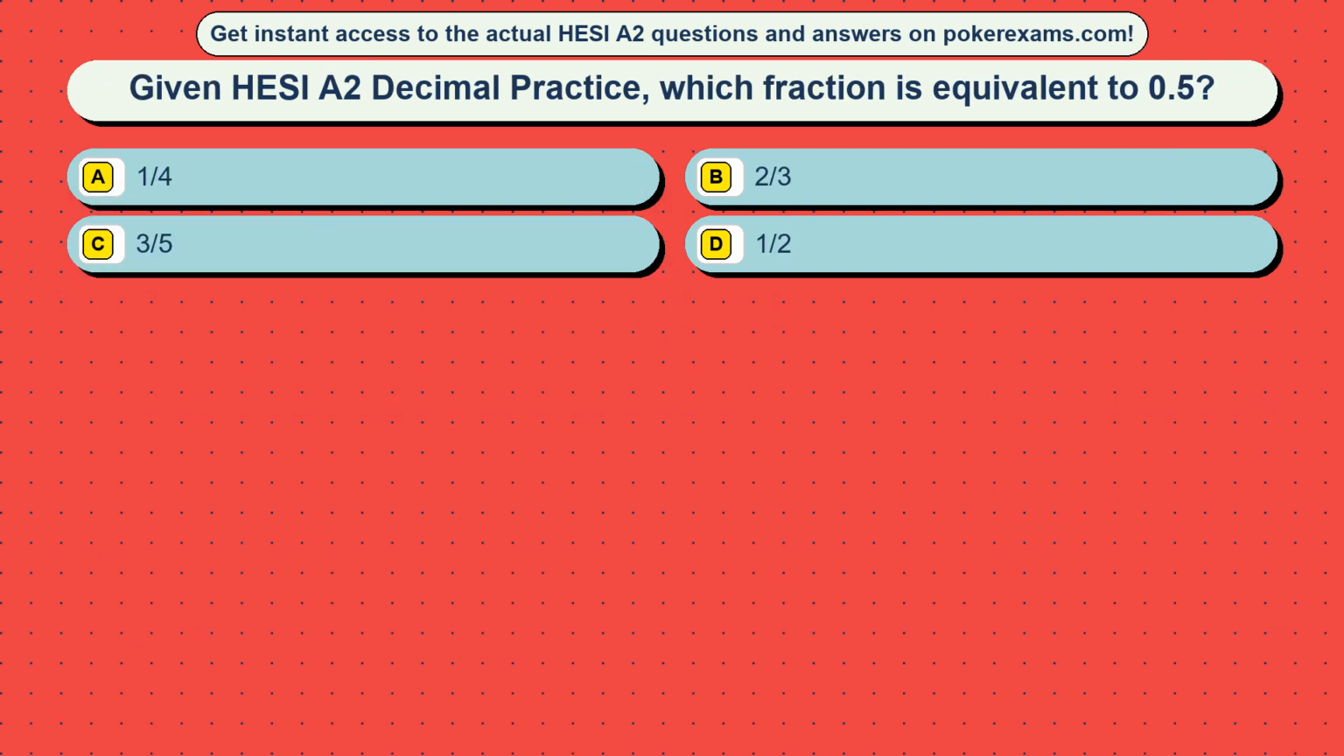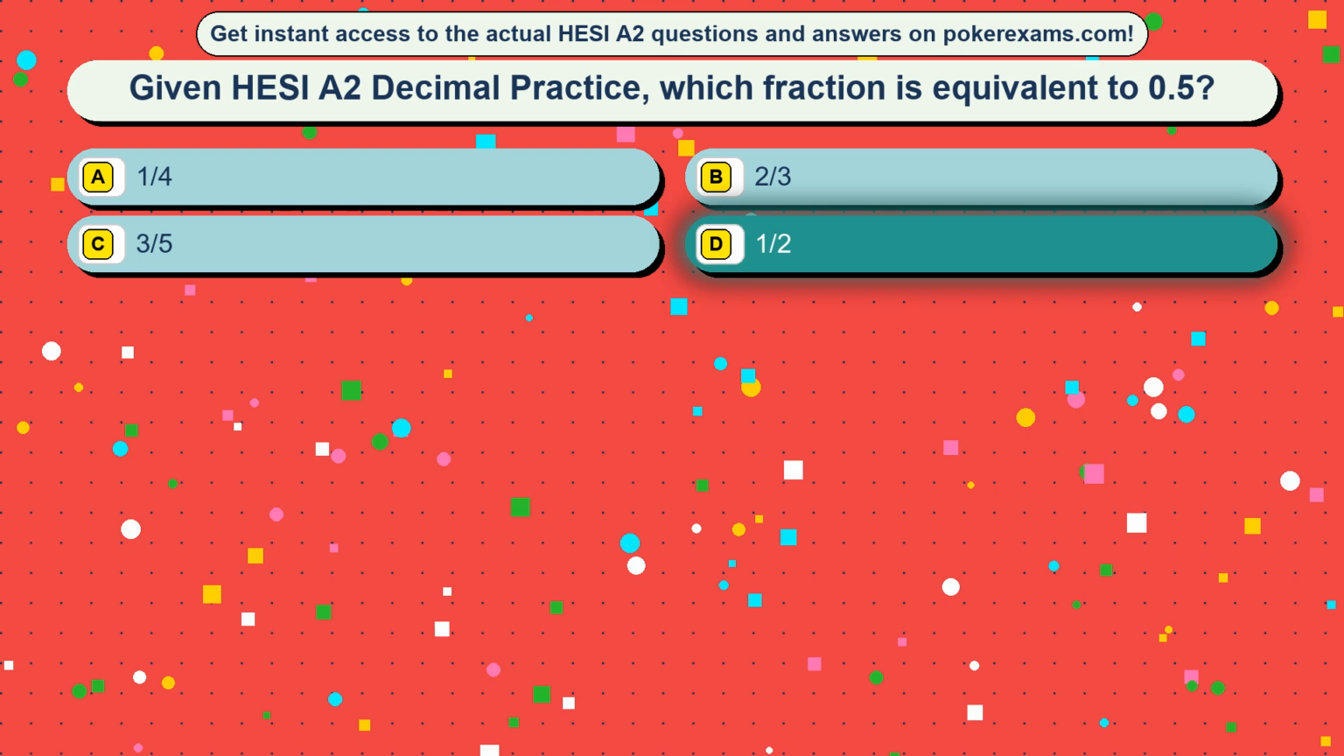Question 18. Given HESI A2 decimal practice, which fraction is equivalent to 0.5? Option A, a quarter. Option B, 2/3. Option C, 3/5. Option D, a half. The correct answer is option D, a half.